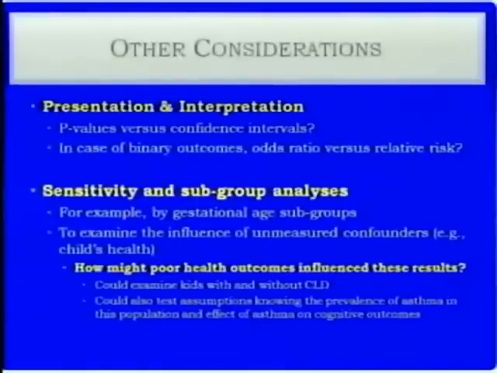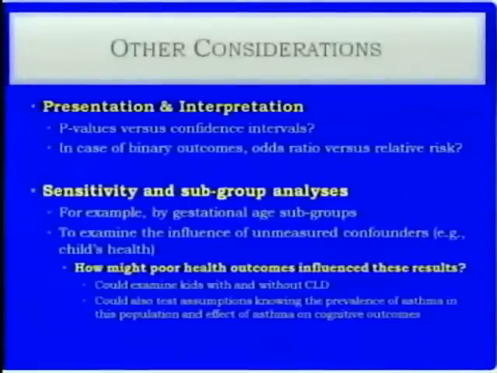And then it's always important, I mentioned this earlier, to do some sensitivity analysis. So to pull out your outliers, the ones that are very low, and see if your results are the same. Are they robust to pulling out those outliers? That speaks a lot to your methodologic plan. You could also look by gestational age subgroup, which we've talked about. Sensitivity analyses can also be really helpful to think about unmeasured confounders.